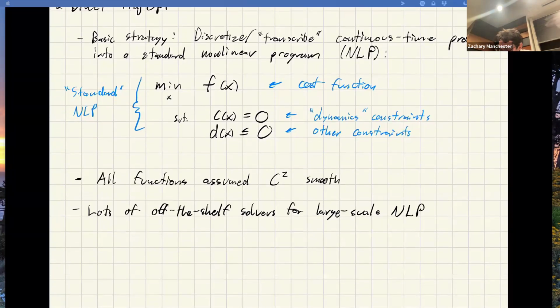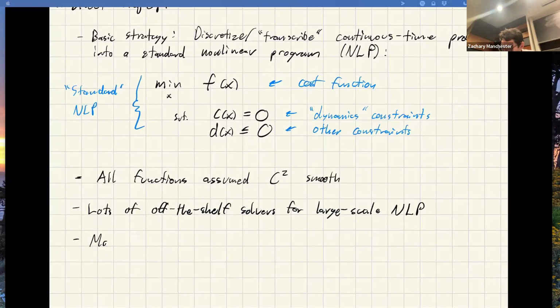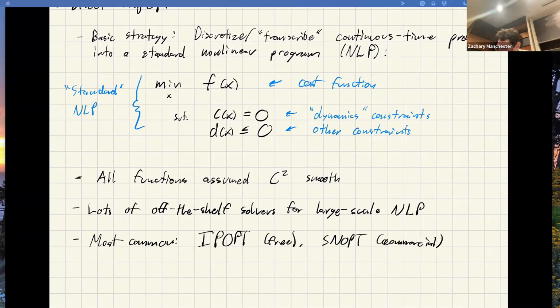So some examples that you'll see: we're going to use IPOpt in here, which is free. And then SNOPT, which is commercial. And then Knitro, which is also a commercial one.